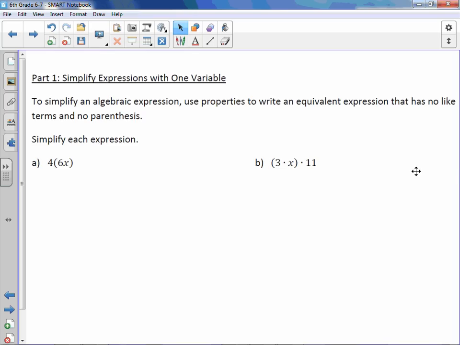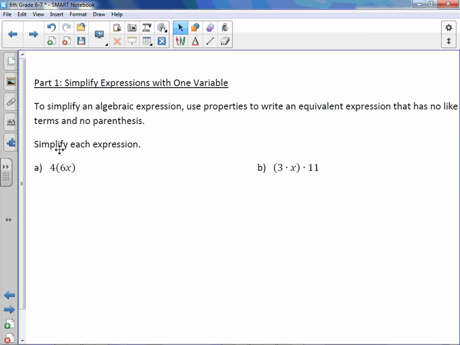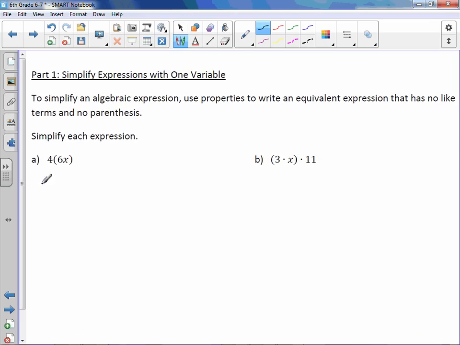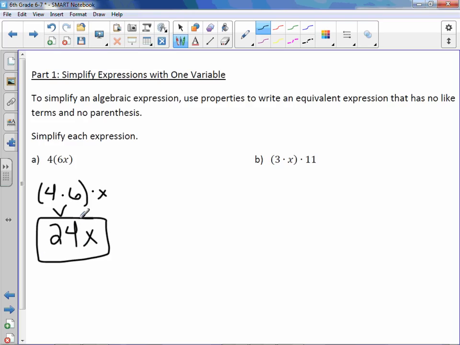Simplify each expression. Now, we have 4 times 6x. It's all multiplication. And what we can do is move those parentheses over to be 4 times 6 in parentheses, and then the times x on the outside. Because we can then multiply 4 times 6, which is 24. And we don't know what x is, so we still just multiply by x. And that's the best we can do with a. So we use the associative property of multiplication.